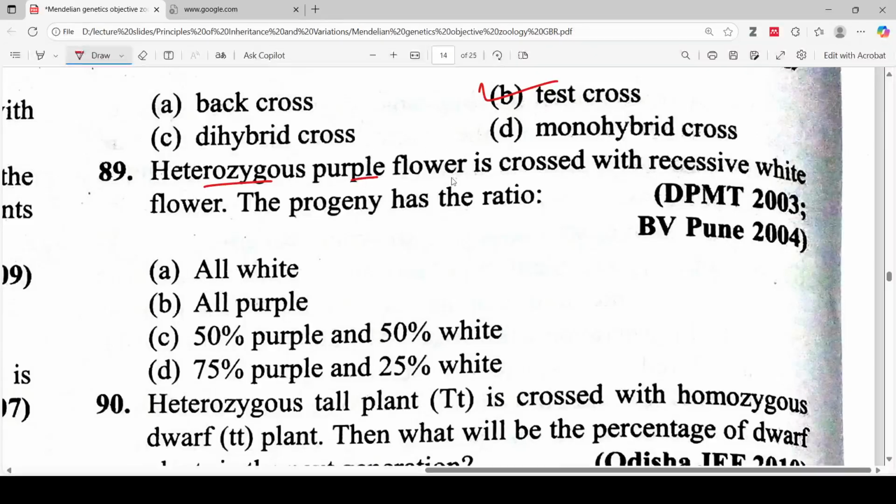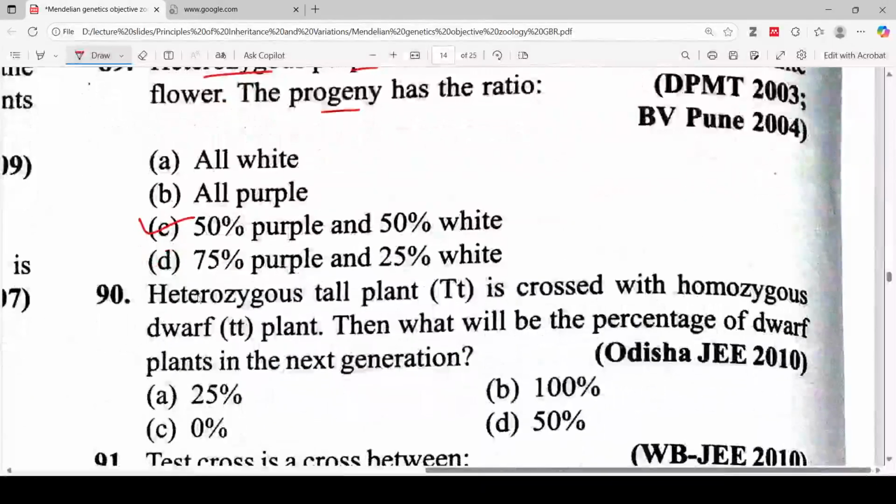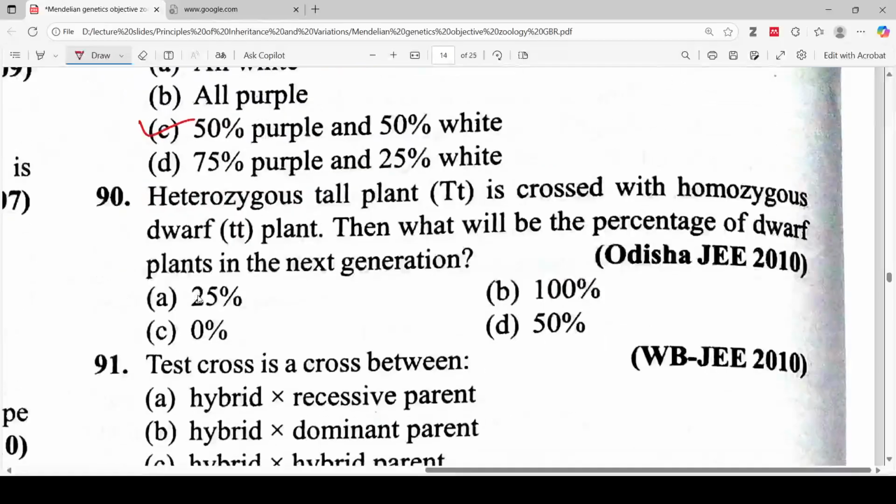Heterozygous purple flower is crossed with recessive white flower. The progeny has the ratio. The correct answer will be option C, 50% purple, 50% white.